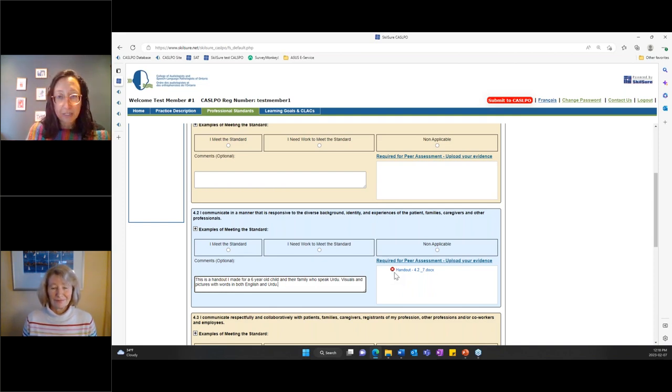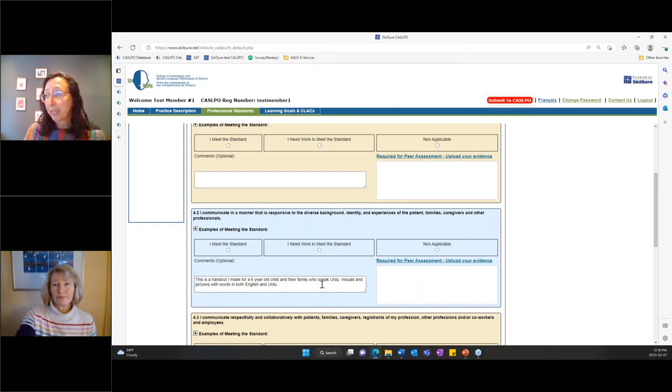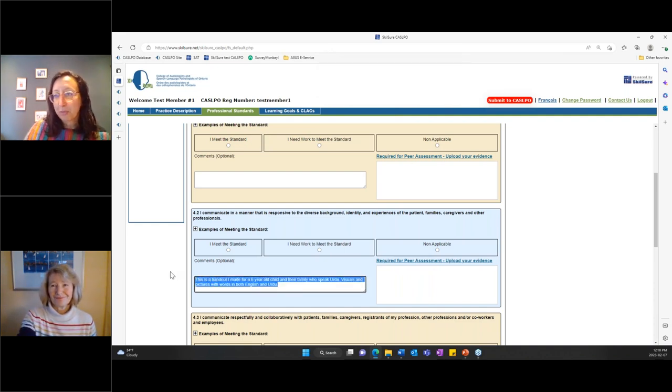So if I find a better example for 4.2, then I can go on. There's a little red stop sign here, and if you click on it, it'll ask if you want to delete the file. If you click OK, then it's gone. And of course, I would probably want to take out the comment as well. I think now is actually a great time that we can stop for questions.